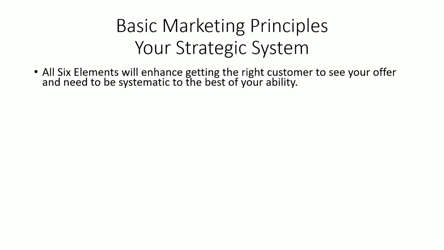Now, what we are talking about here is building a marketing system. That's what we are talking about doing. You have to build a marketing system. And basically, a marketing system is going to be about getting the customer to see your offer and the need to be systematic to the best of your ability. So basically, now the 6 things that we're going to talk about in this system, they will enhance your ability to get the right customer to see your offer.